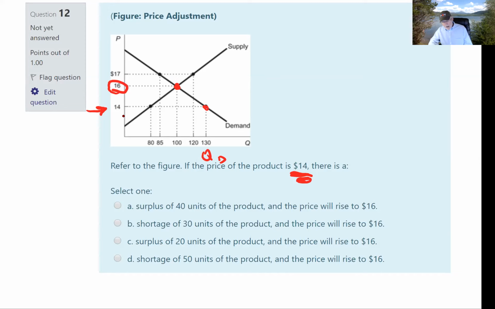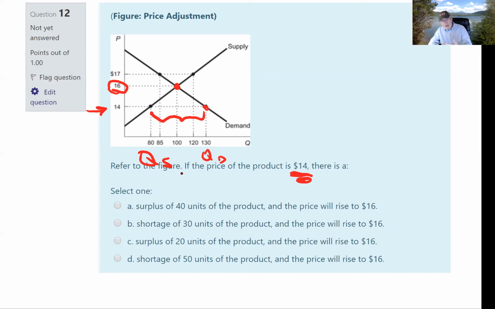At that same price, how many units will producers be willing to supply? Now read over to the supply curve, read down. That gives us the quantity supplied. That's going to be 80. So you've got consumers wanting 130, producers being willing to supply only 80. So that horizontal gap there of 50 units is what? Excess demand or excess supply?